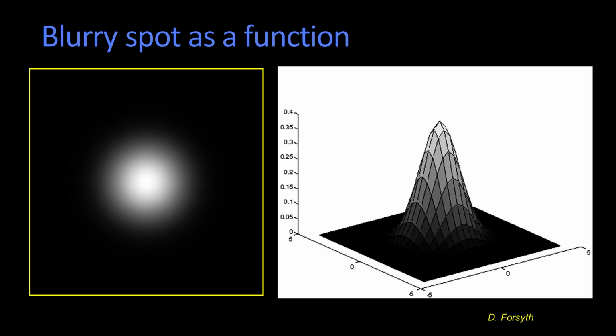And in fact, if we think of images as functions, I could take this image and I could plot it as this function. If I plotted that blurry spot, what kind of function would I get? Well, it would look something like here on the right.